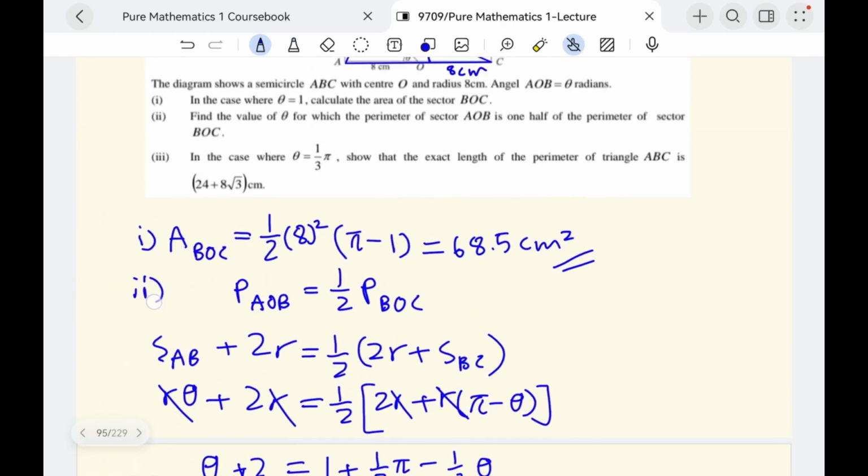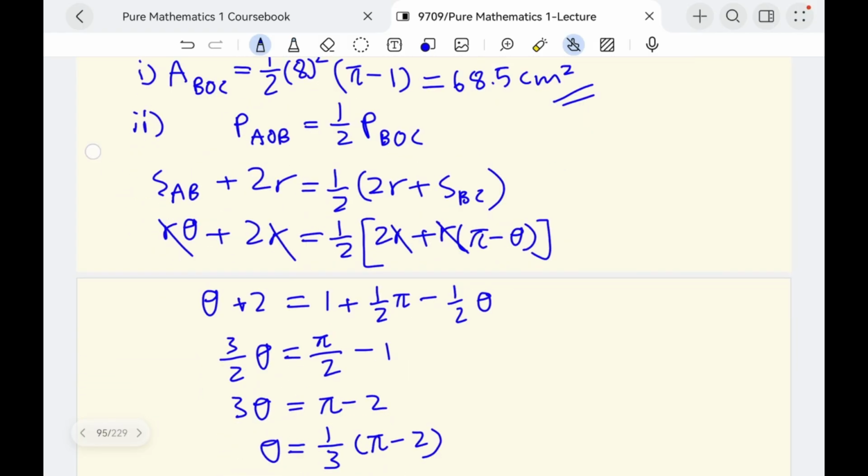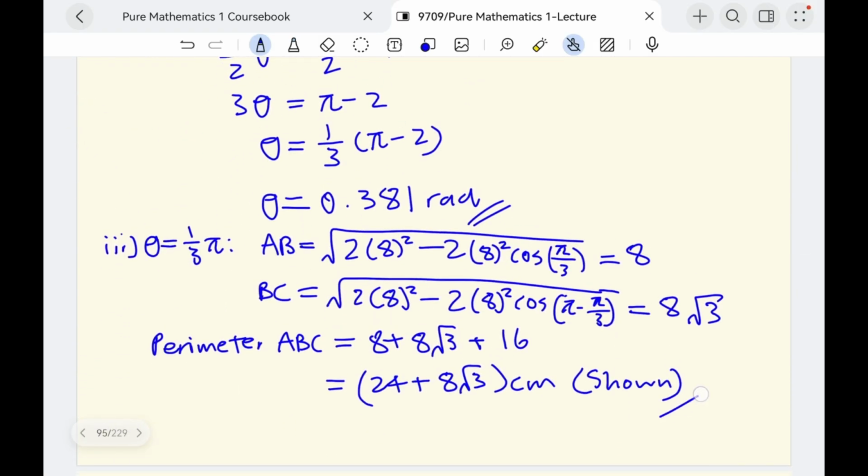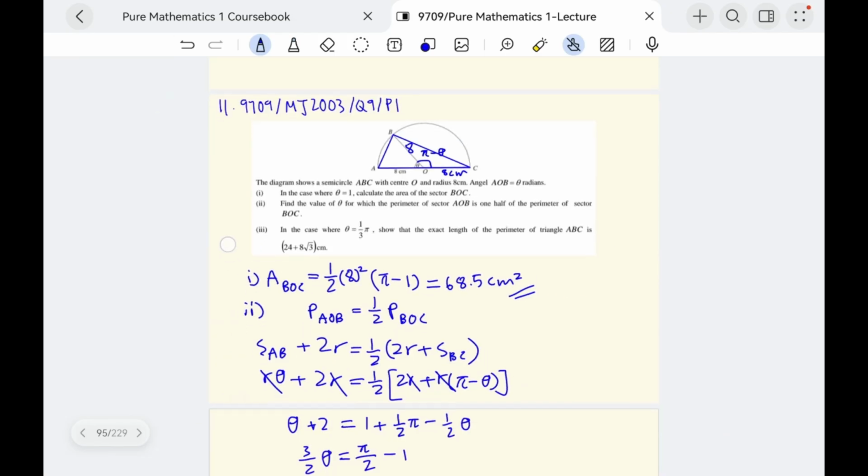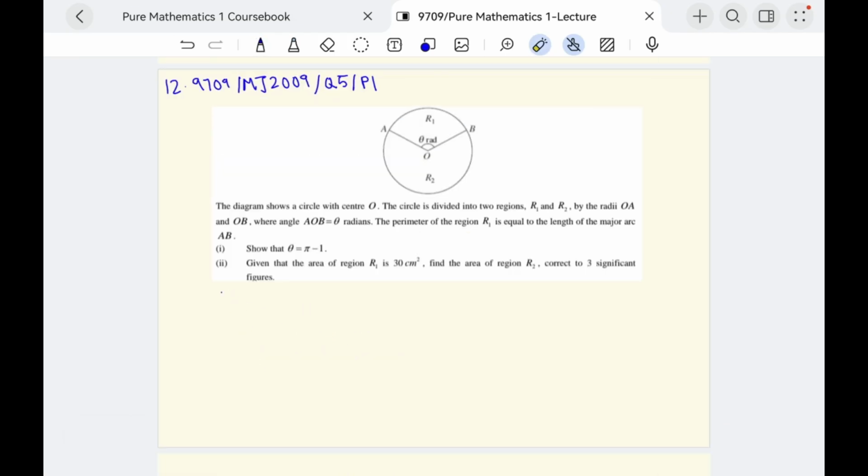Verify your answers compared to the answer given in the question. Alright, so yeah, that's the end of the discussion for this question. Okay, let's move on to the next question, which is question 12. A past year question from 9709, May June 2009, question 5 from paper 1.